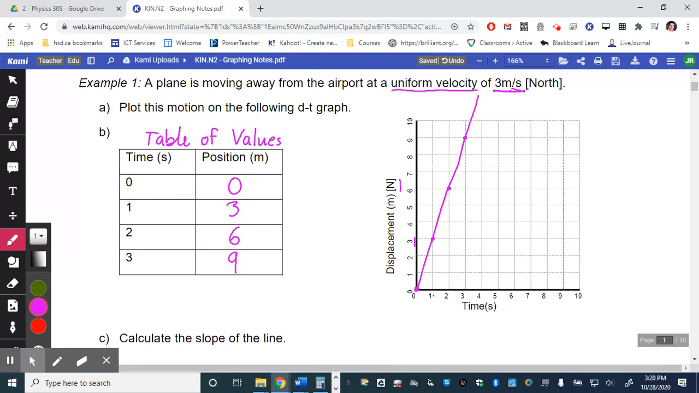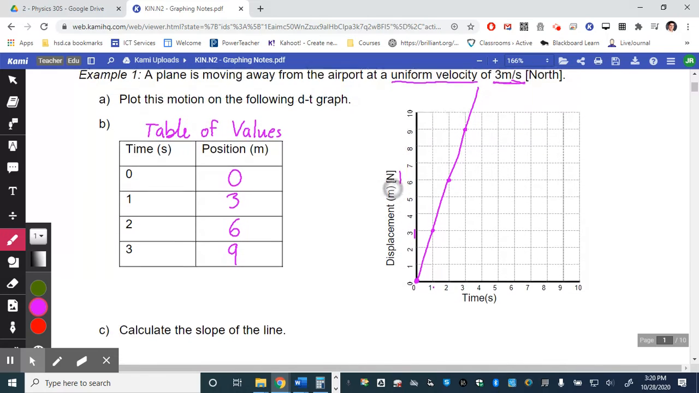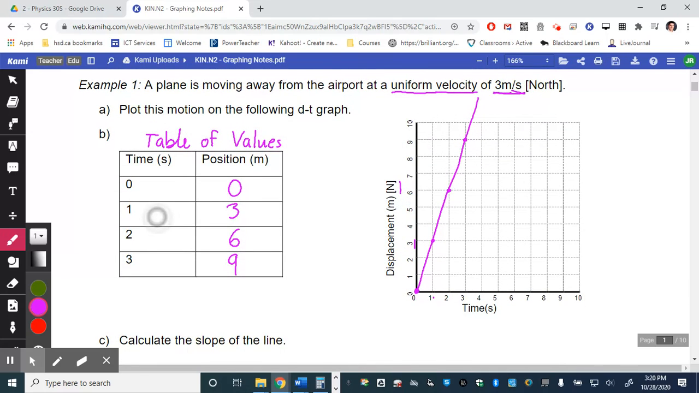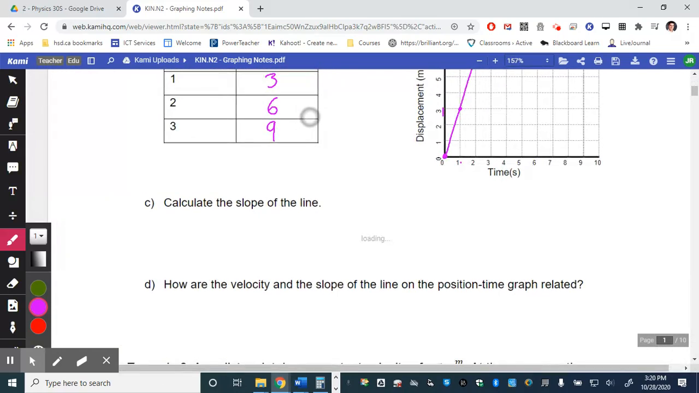We plotted 0, 0. These 2 numbers create a point on a graph. Notice how time is labeled in seconds on the bottom, and the displacement is labeled in meters on the side. So 1 second correlates with 3 meters, and that creates a point on the graph. Hopefully that is familiar, and this is relatively review-ish.